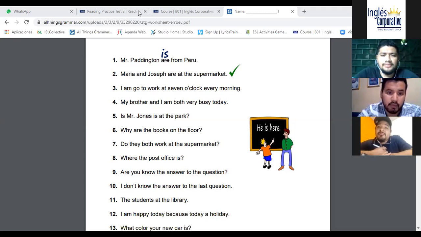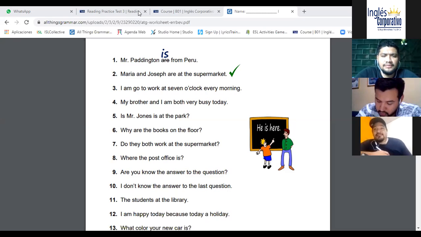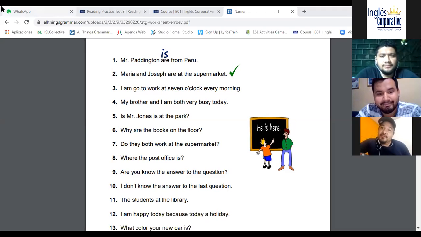Are, creo. Yo creo que my brother and I am. No, porque aquí estás poniendo dos. O sea, sería yo y mi hermano, sería I and my brother. Both, ¿qué significa both? Busy. No, both. Ah, both. Ambos. My brother and I, both.